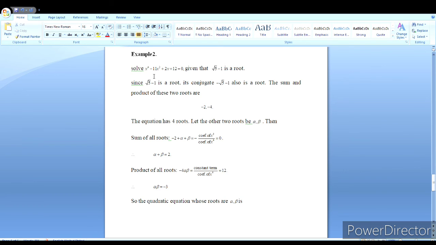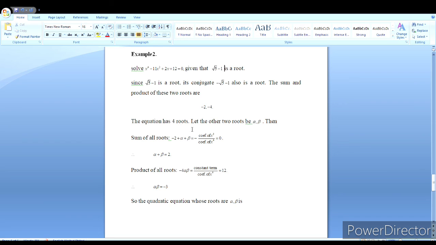Solve the fourth degree equation x power 4 minus 11x square plus 2x plus 12 equal to 0, given that root 5 minus 1 is a root. Now root 5 is irrational. Since irrational roots also occur in pairs, root 5 minus 1 is a root, therefore minus root 5 minus 1 is also a root. The sum and product of these two roots: when you add this, you will get minus 2. And the product, root 5 minus 1 into minus root 5 minus 1, you will get 5 minus 1, that is minus 4.